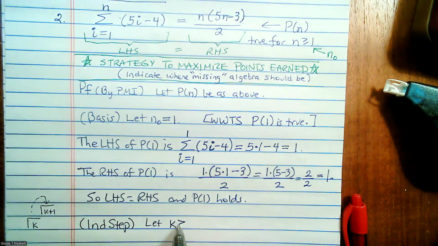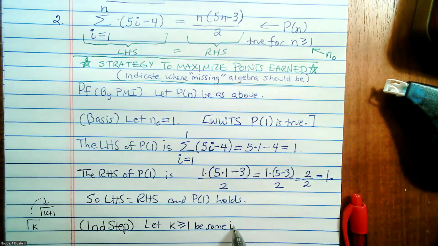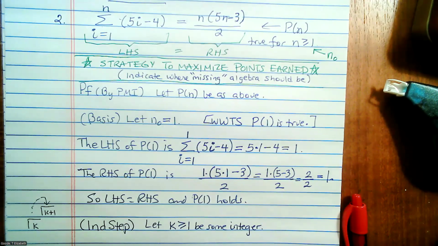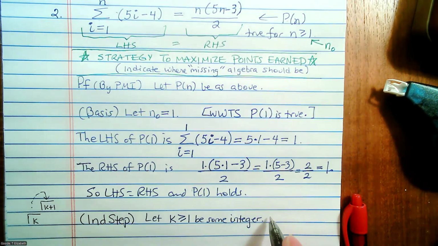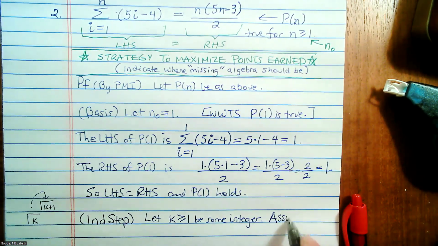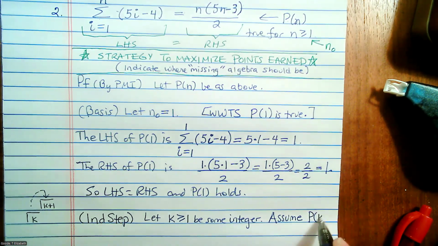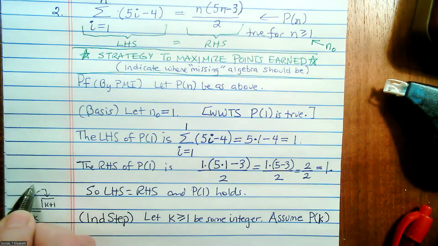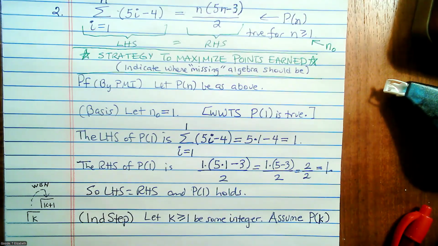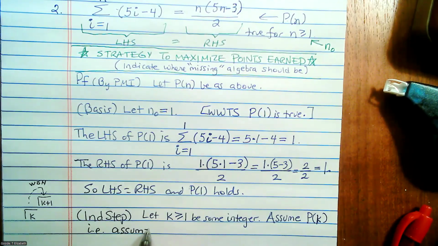Let K greater than or equal to 1 be some integer. It's not all integers. It's just some particular but unknown integer that's at least 1. We're going to assume, well, what do we assume? P of K. Because what we have to do is assume we're standing on step K. We're going to try to show what we wish, but we assume P of K. Let's go ahead and write down exactly what we're assuming. All right, you help me.